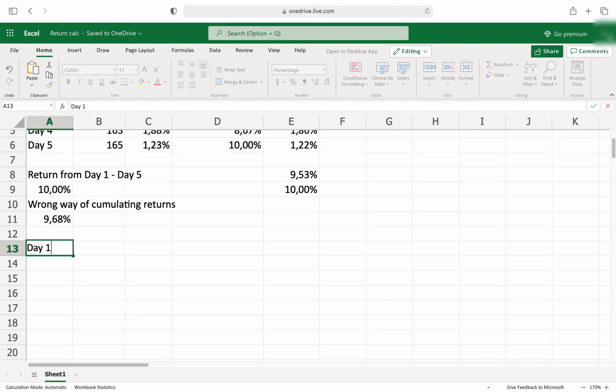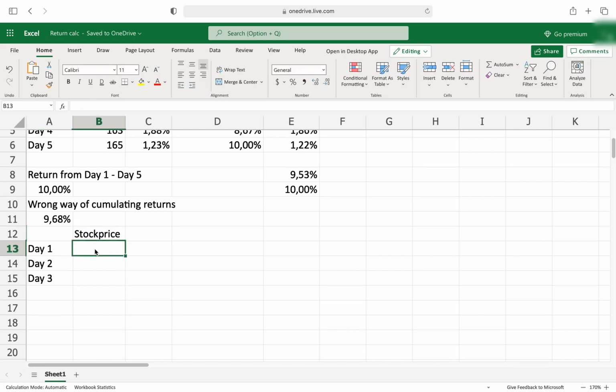I have 3 days, day 1, day 2, day 3 here. And again, a stock price. So let's say on day 1 we have 150, 200, and on day 3 we are going back to 150, right? So the asset is rising by $50 and then is dropping by $50 the next day. Now let's apply returns to that.